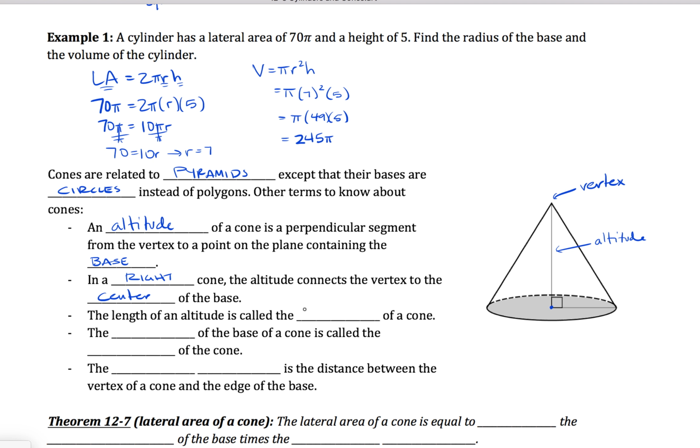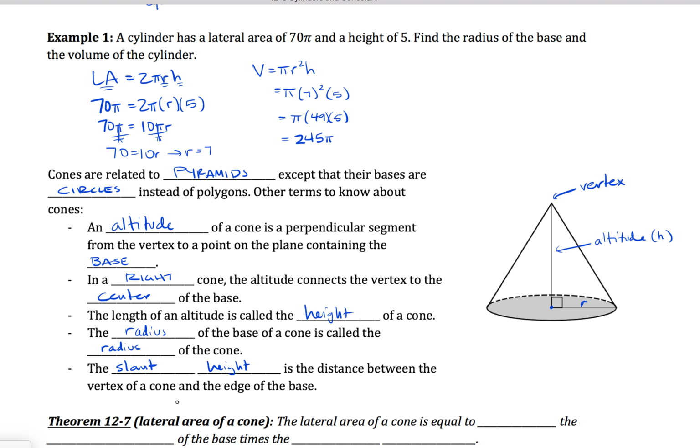The length of the altitude is called the height. So that's the same as with cylinders, right? This would be considered the height of this cone. It's the length of that altitude, that segment that goes from the vertex down to the base. The radius of the base of the cone is what we mean when we talk about the radius of the cone. So there's a radius right there. And there's one other thing we need to know about a cone, and it's something called the slant height, which should sound familiar, right? We talked about slant heights when we were talking about pyramids, so it would make sense that they would show up talking about cones as well.